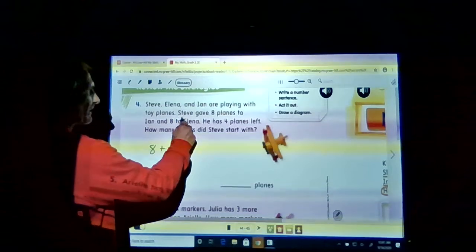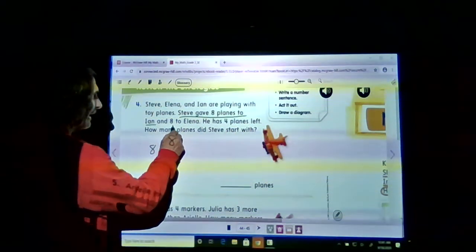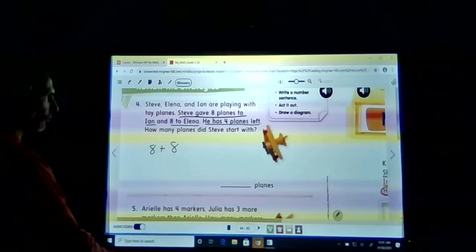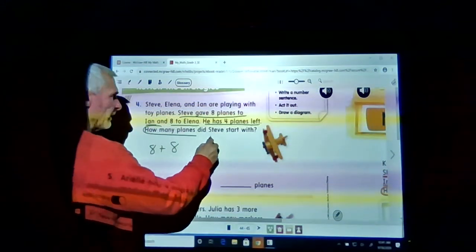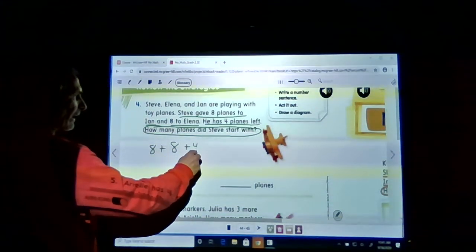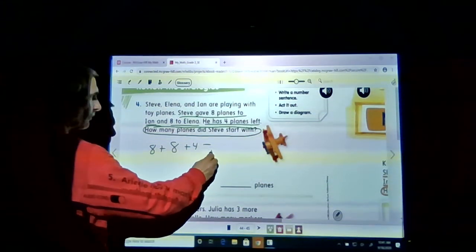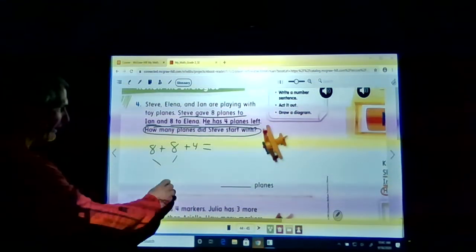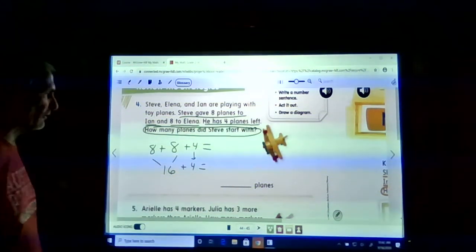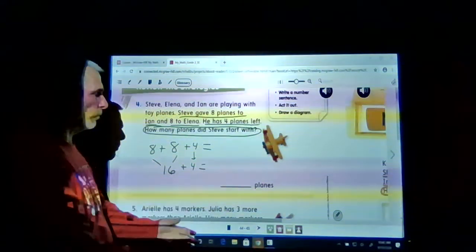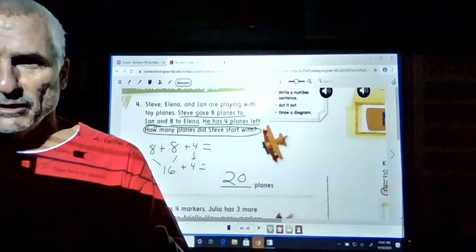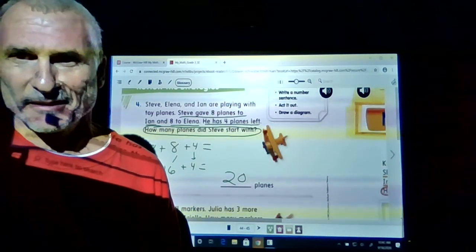Okay, they're playing with planes. Steve gave 8 to Ian and 8 to Alina. He has 4 left. He still has 4. Here's what we needed to know. How many planes did Steve start with? Well, if he gave both of them 8 and he had 4 left, there's our total. We can only add 2 numbers at a time. I'm going to do the doubles. 8 and 8 is 16. I know it right away. Plus, drop the 4 down. 16 plus 4. 16, 17, 18, 19, 20. That one takes a little bit of work. Boys and girls, underline what you know. Circle what you need to find. You'll do great.